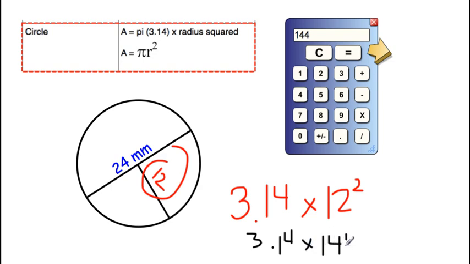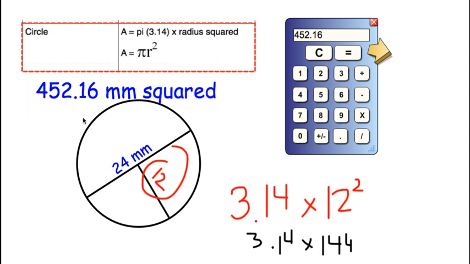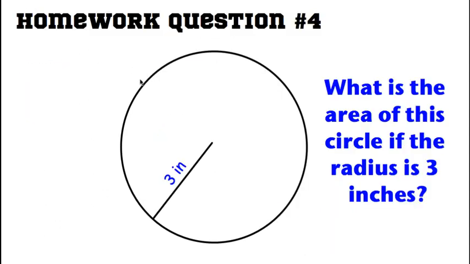So let's go ahead and put that into our calculator. 3.14 times 144. And that's going to give us our answer of 452.16. Of course, with area, we have to label it correctly. So we're going to label it with millimeters because that's what our label is, and we're going to square that. So there's our answer.